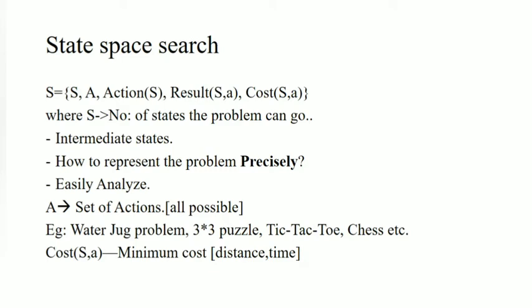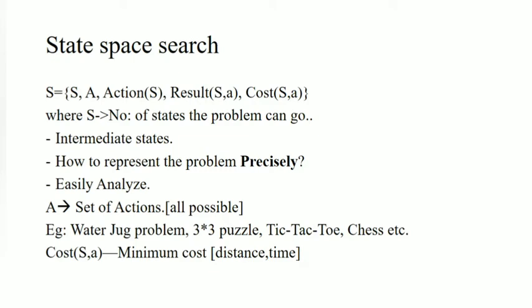So the tuple to define the state space search is: capital S indicates the set of states or the number of states the problem can go from your start state or your initial state to the goal state, right? And that S would be defined, and your goal state may also be defined in that problem. But what are the intermediate states that have to be encountered when you want to reach your goal state has not been explained. So accordingly, what are the states? That is your capital S.